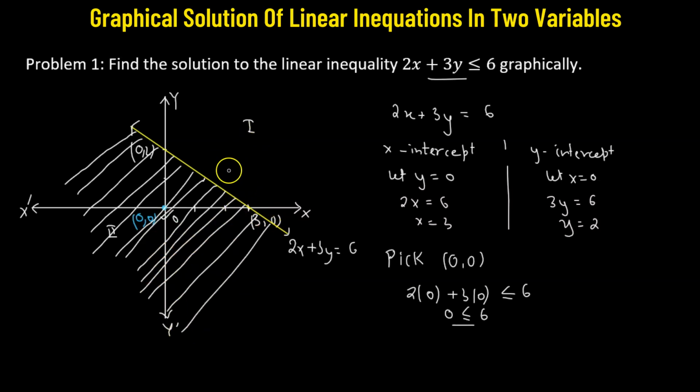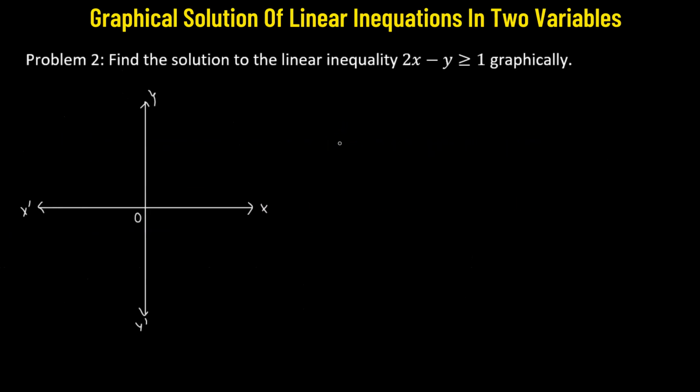Now any points above the line, that means in region number 1, are going to be discarded because that's not going to satisfy the given linear inequality. So this is a graphical way of finding the solution to the given linear inequality. Let's try to understand this with the help of one more example.